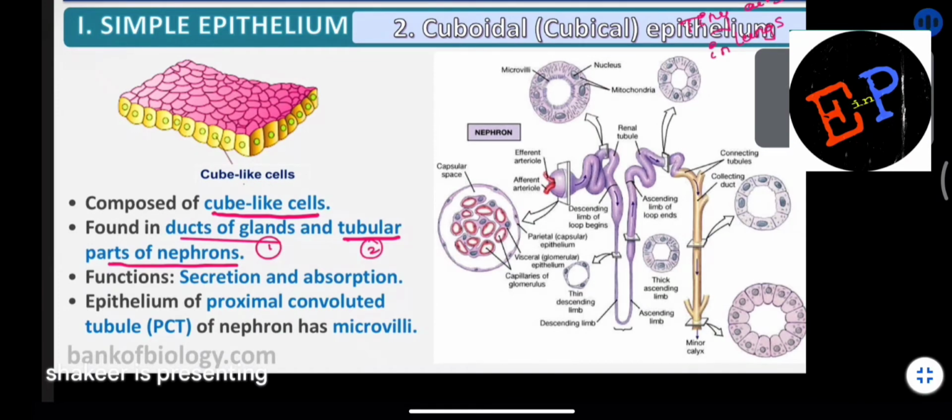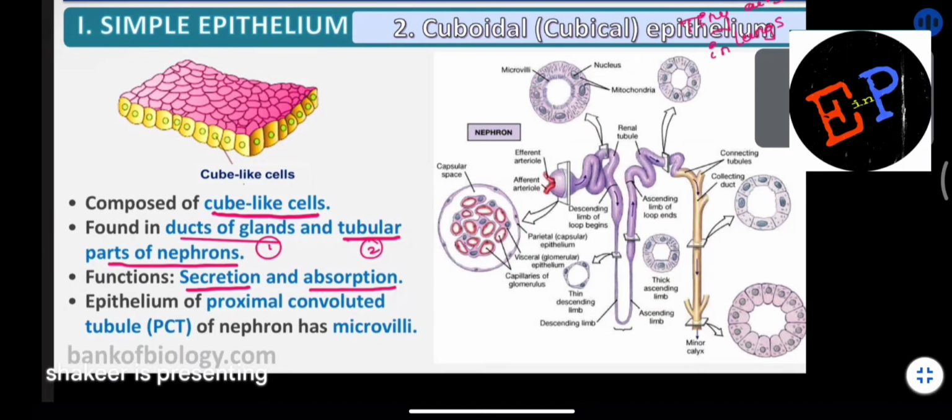So what is the function of cuboidal epithelium? Secretion and absorption. They will secrete the body fluids, and they will absorb the body fluids also. That is the function of cuboidal epithelium. Are you able to understand? What was the first one? First one was squamous epithelium, no? Are you able to understand?